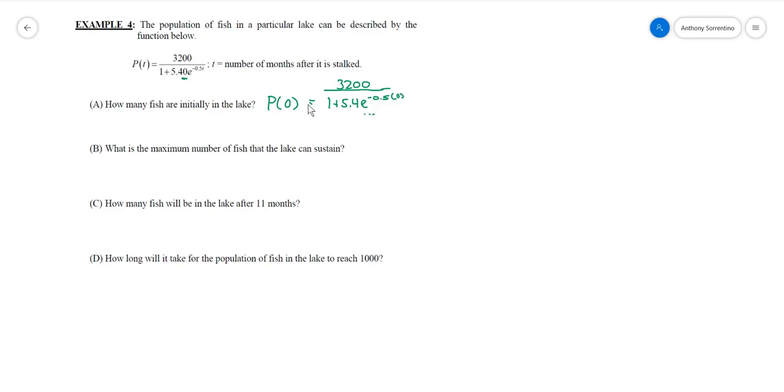Since I have an exponential function here, this becomes e to the 0. Anything to the 0 power is 1. So all of this over here is basically 1. So I basically have 3200 over 1 plus 5.4, which is 3200 over 6.4, which is equal to 500 fish. So there were 500 fish initially in the lake when it was stocked. They stocked it with 500 fish.